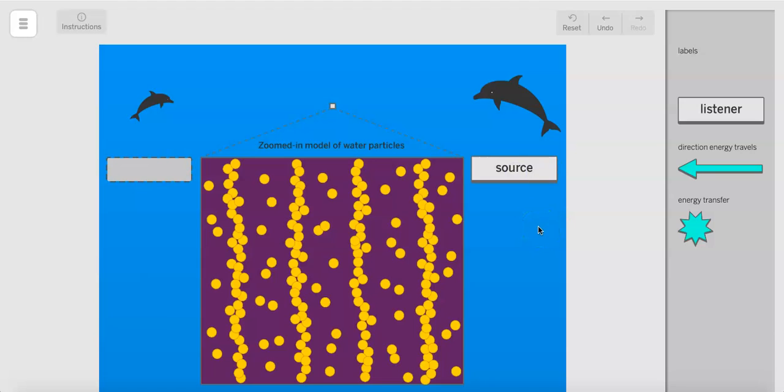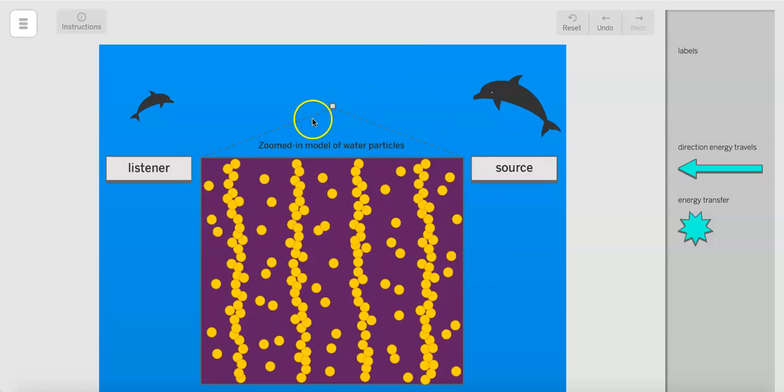When we think about it, the definition of source is where something comes from. If mother dolphin is originally making the sound, then she becomes the source in this situation. If she is the source of the sound, who is the listener, right? That leaves the calf. So I'm going to go ahead and take this label and put it underneath the calf. Now, what they're showing me is the zoomed in model of water particles, right? This is as if the dolphins are in the water, in their habitat, and communicating with each other.